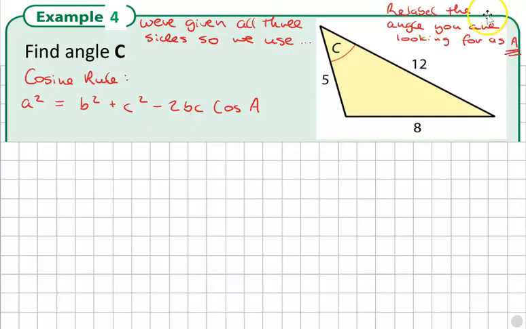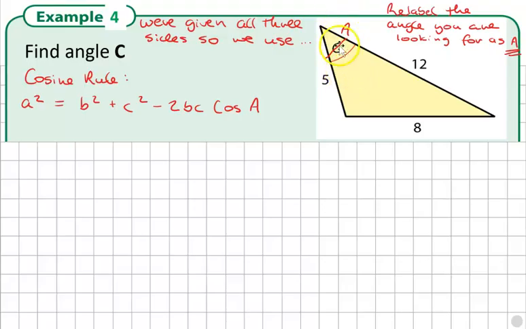So we need to relabel the angle you are looking for as capital A. We were asked to find angle C, but we need to relabel this as capital A because in our formula, the only capital letter is A, and the capital letters represent the angles. So the only capital letter we have is capital A. So we need to relabel the angle we're looking for as capital A.